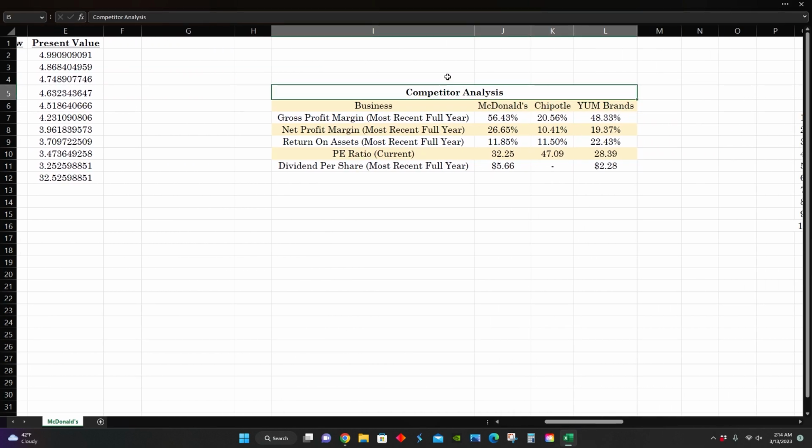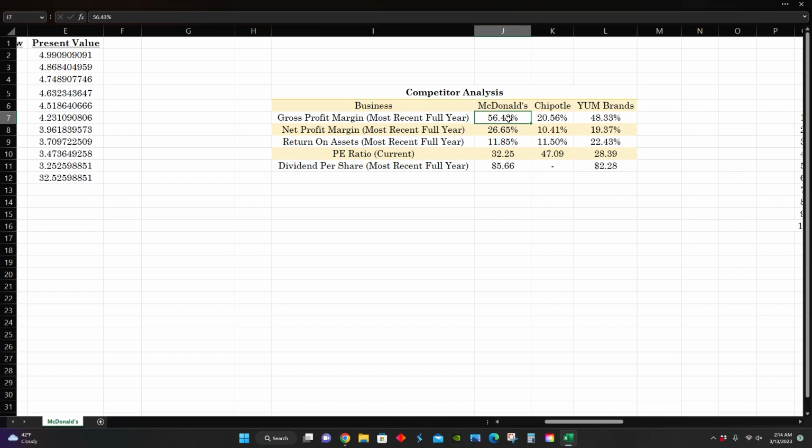And so right here on the right-hand side, I did a competitor analysis comparing them to their competitors, Chipotle and Yum Brands, in terms of financial ratios. We can see that in comparison for profit margins, McDonald's has the highest gross and net profit margins here, beating out Chipotle and, you know, Taco Bell and KFC and all those other fast food companies. But Yum Brands has a higher return on assets at 22% compared to Chipotle and McDonald's 11%.